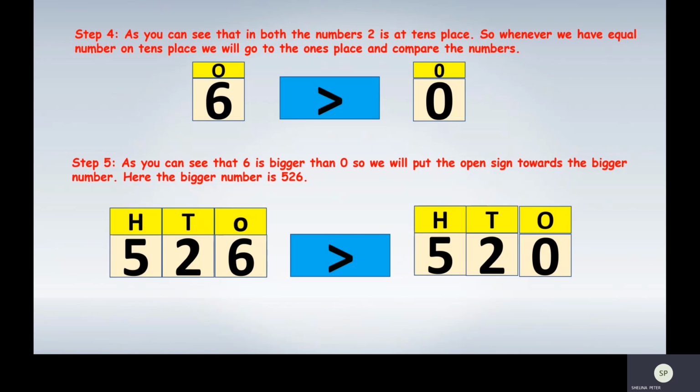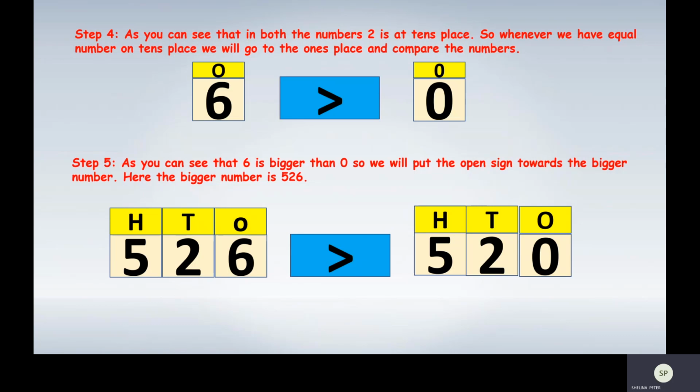So always remember, we are going to start with hundreds place. Compare the numbers. If the numbers are same, then go to the tens place. Compare the numbers. If again the numbers are same, then go to the ones place and compare the numbers. And remember, you have to put the open sign towards the bigger number.